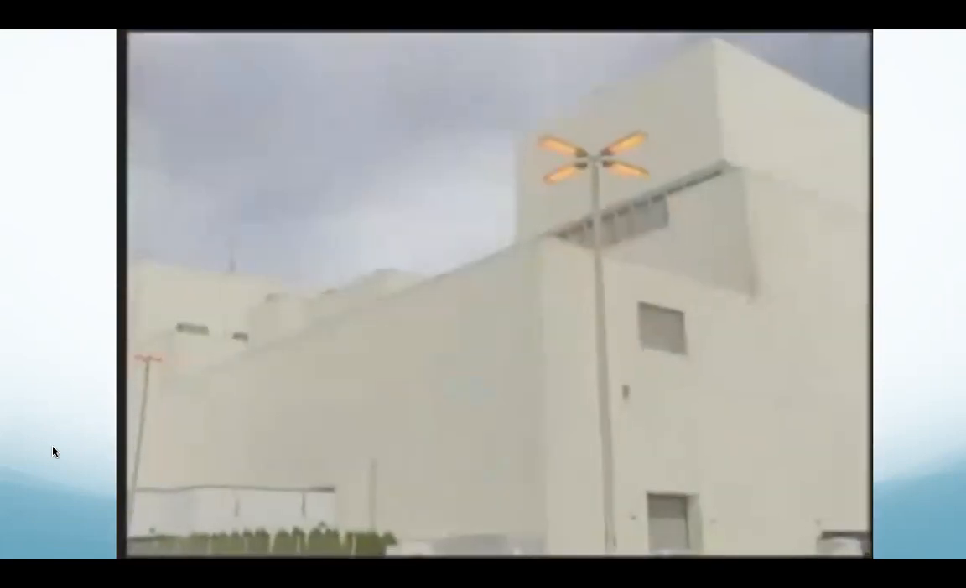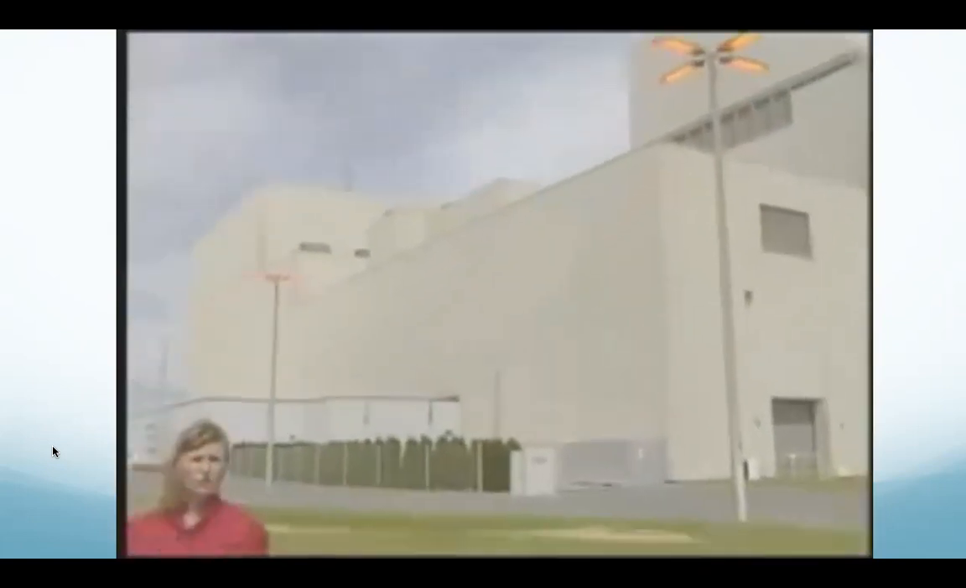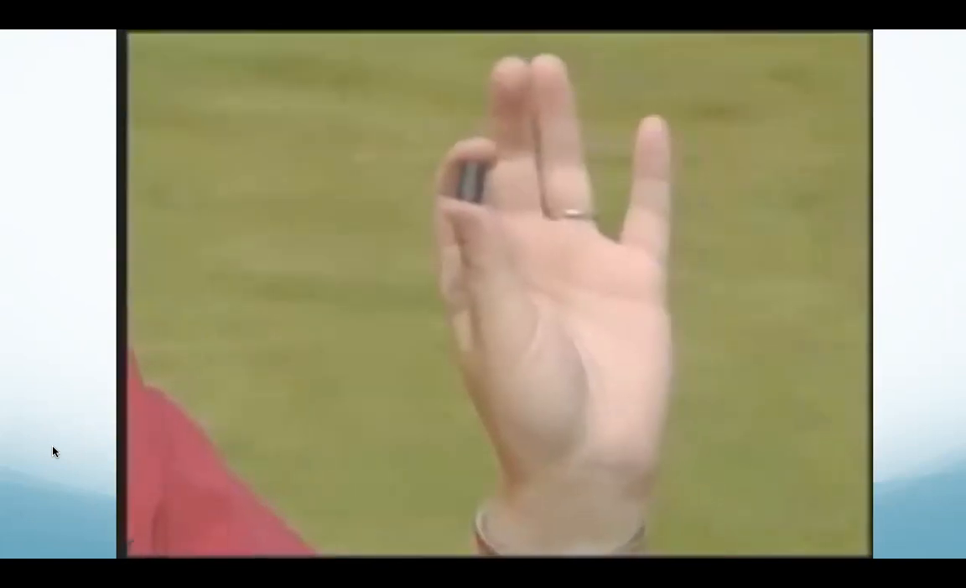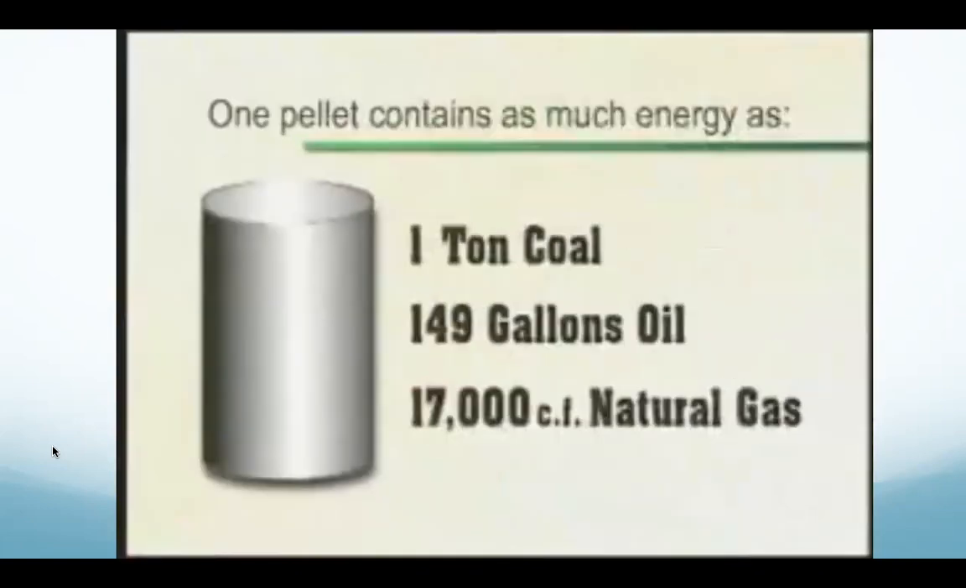Columbia Generating Station is a boiling water reactor that uses nuclear fission to heat water to make steam. We use pellets of uranium, much like this simulated pellet, as fuel. Each pellet contains as much energy as nearly a ton of coal, 149 gallons of oil, or 17,000 cubic feet of natural gas.